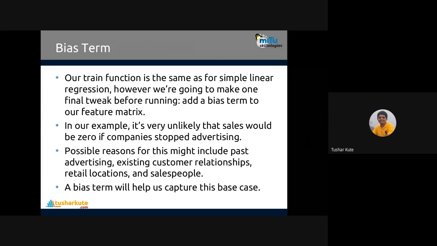In our example, it's very unlikely that sales would be 0 if companies stopped advertising. Is it okay? No. If you don't advertise, your sales will not improve, but that's not the case. Possible reasons might include past advertising, existing customer relationships, retail location, and salespeople. They already know it. Without advertisement also, your sales will go on, but advertising is improving your sales. Correct. So bias is this base. Bias will help to capture this base case. These people are there, these people are driving your sales. That is called the bias term.